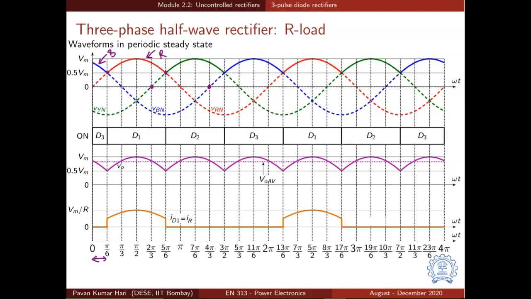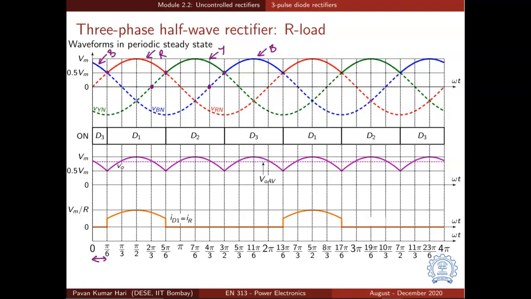And then from 150 to 270, or 5 pi by 6 to 3 pi by 2, we have Y phase voltage VYN, which is the maximum. And again from 3 pi by 2, that is 270 degrees, to 2 pi and extending to the next cycle, B phase voltage will have its maximum value, that is VBN is the maximum among the three. And the same thing continues in a cyclic manner.